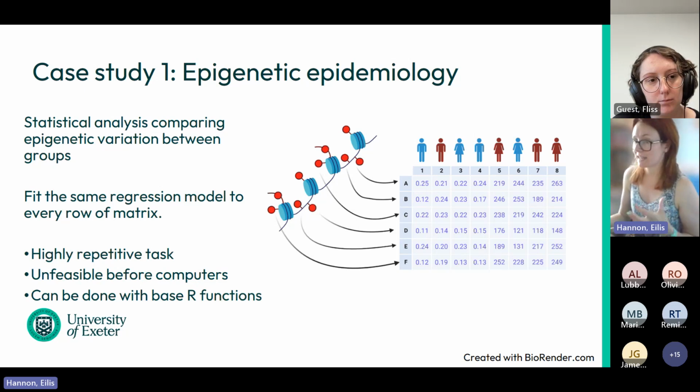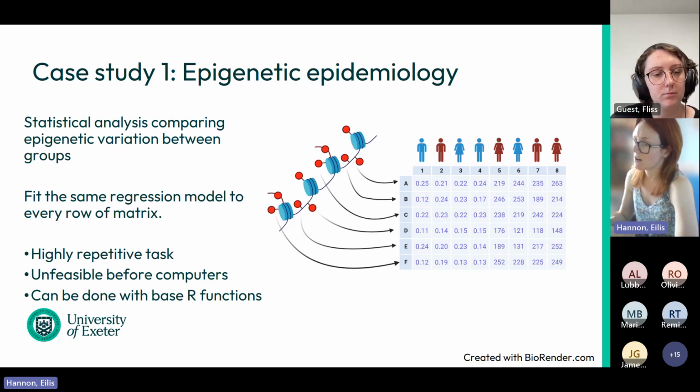When we come to writing our code to analyse this data, what we want to do is essentially a statistical analysis comparing these two groups. And we want to fit the same regression analysis to every position in the genome, which is essentially the same as saying fit the same regression model to every row in our matrix. This is a highly repetitive task. It would have been completely infeasible before we had computers, but it's not a particularly complex methodology. It can be done with base functions in R, for example. So our script isn't particularly complicated, but we do need a script and we do need programming to complete this task.